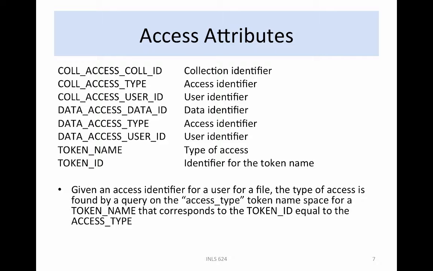Token name is used to define the type of access. Token ID is the identifier for the token name. The type of access, read, write, execute, own, is found through queries on the access type token namespace for a token name that corresponds to the token ID equal to the coll access type or data access type.